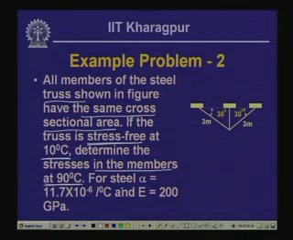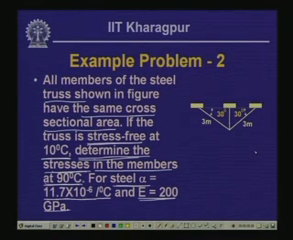The coefficient of thermal expansion for steel is 11.7 into 10 to the power minus 6 per degree centigrade, and the value of E is 200 gigapascal. So, we need to evaluate the stresses in the member when the temperature rises to 90 degree. Now, here this system is not subjected to any forces as such, but is undergoing change in temperature, and obviously of course the supports are unyielding or do not have any effect because of the change in the temperature.